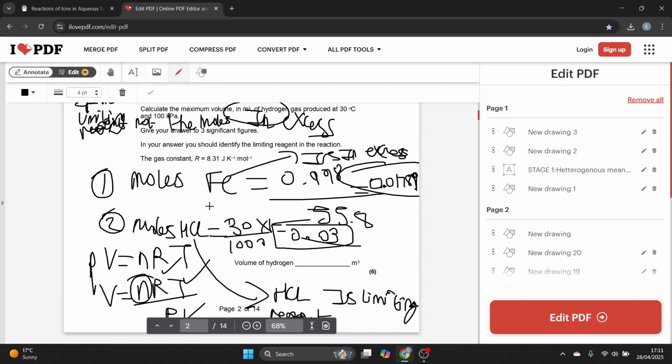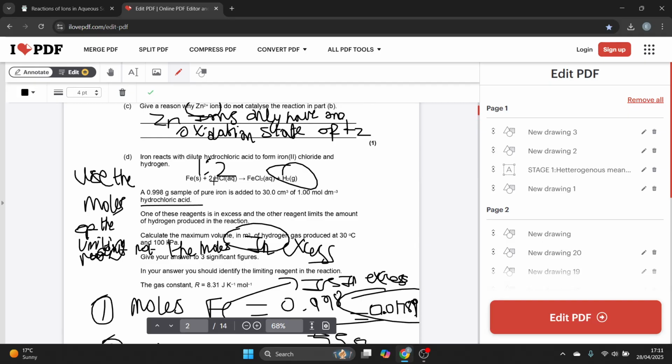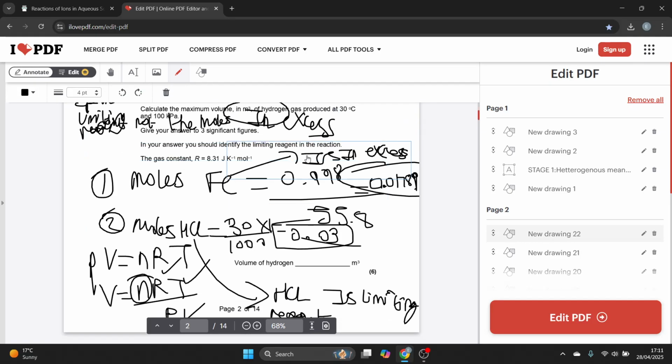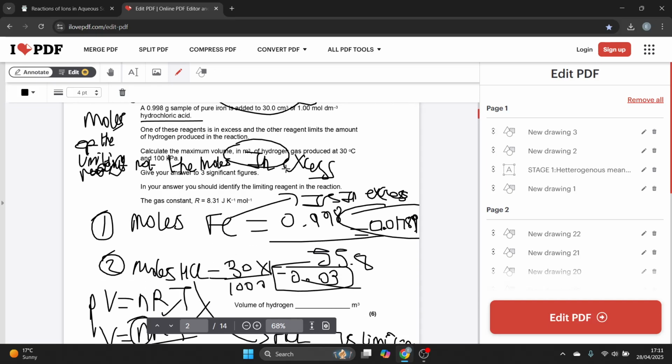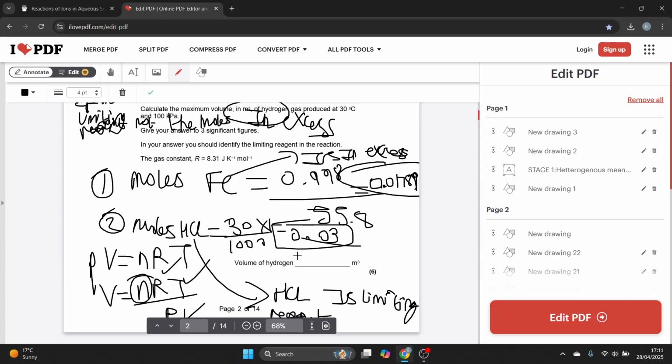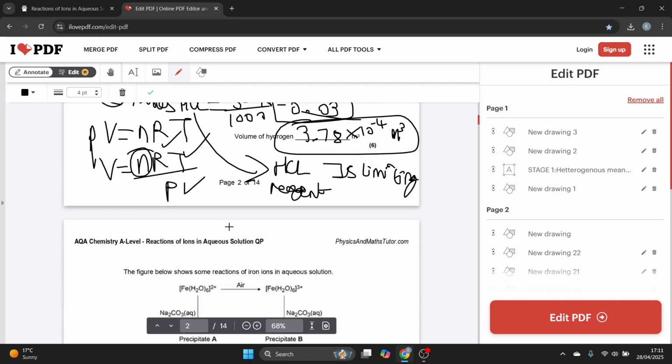So V equals nRT over P. If I'm using the moles of HCl, then divided by 2, so 0.0150, and then it's just substitute that in. No, sorry, that's what I'm trying to find, the volume. R is 8.31, temperature 30 plus 273, 100 kilopascals. Volume is always measured in meters cubed, so you get 3.78 times 10 to the power minus 4 meters cubed.